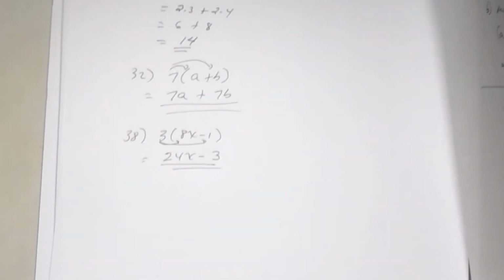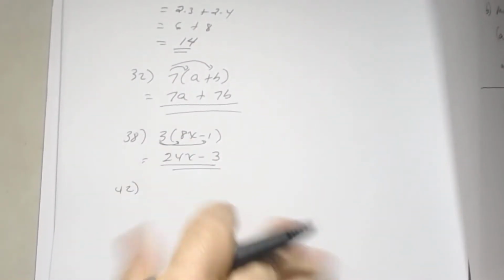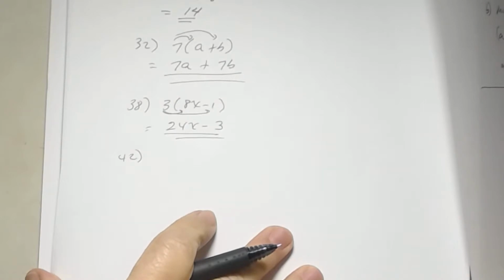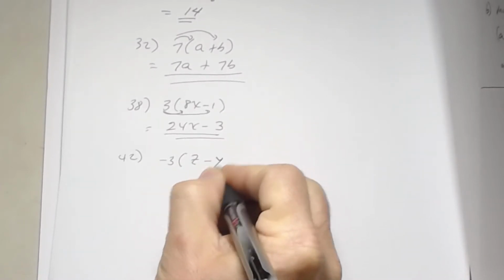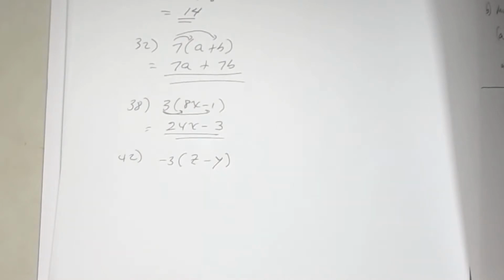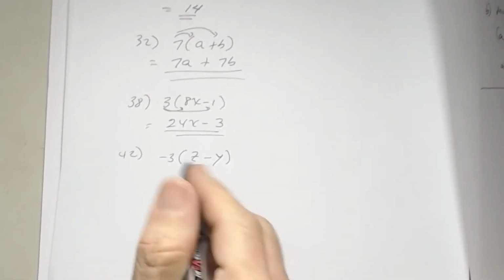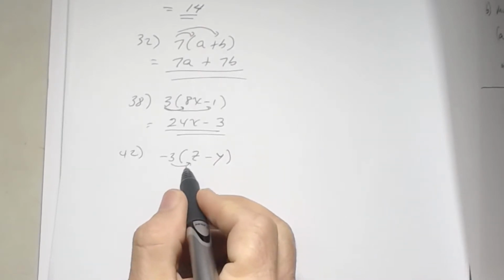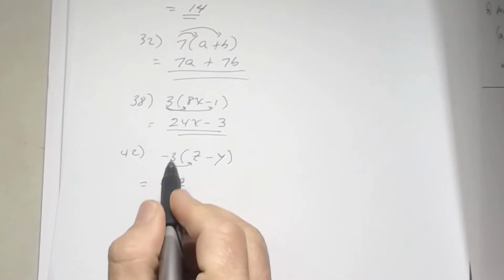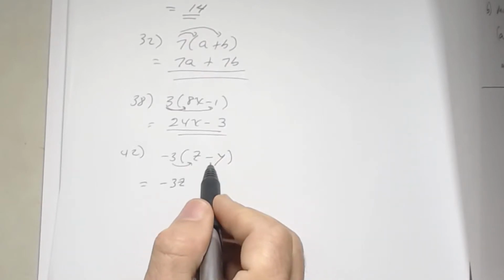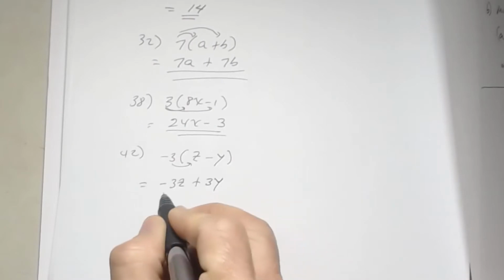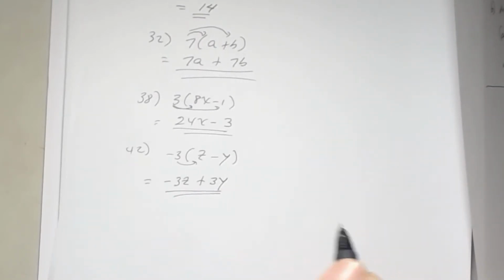Now, last semester you also learned that a negative times a positive is a negative. You also learned that a negative times a negative is a positive. Okay, so look at 42. This is negative 3 times (z minus y). A negative 3 times a positive z is negative 3z, plus what? Plus 3y. A negative times a negative is a positive. So negative 3 times negative y is positive 3y. And there's your answer.